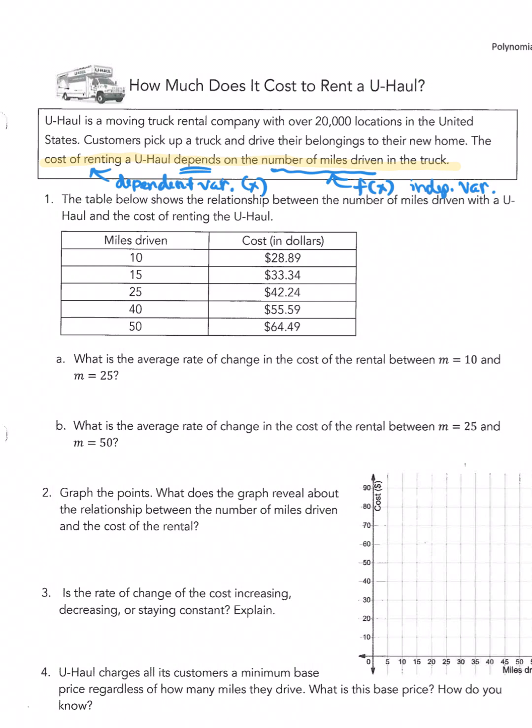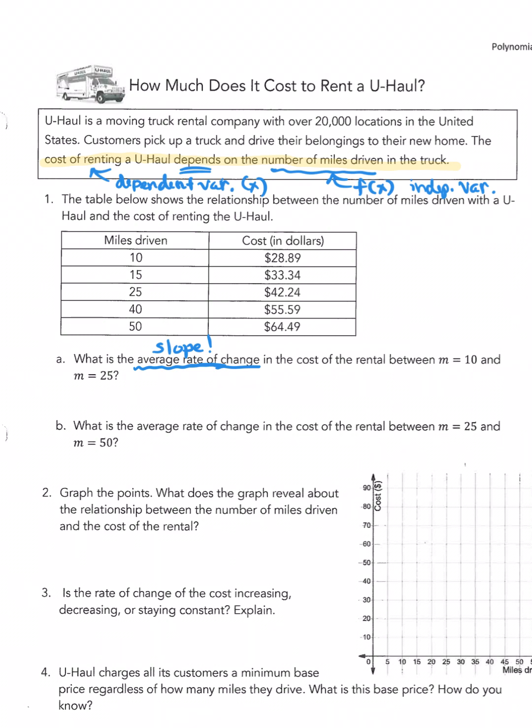So what we would want to do is figure out what type of function this is. And oftentimes the way we would find it is to look at how the x and the y relate to each other. So let's look at part A. It says, what's the average rate of change in the cost of rental? When you see average rate of change, the first thing you ought to think is slope. Average rate of change is your slope, guys. Okay? So we have to figure out what the slope is.